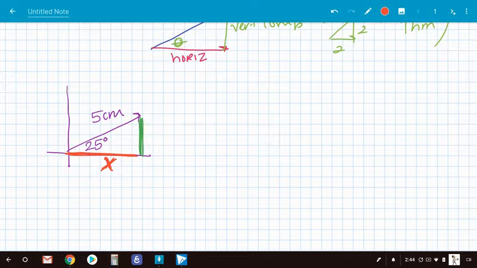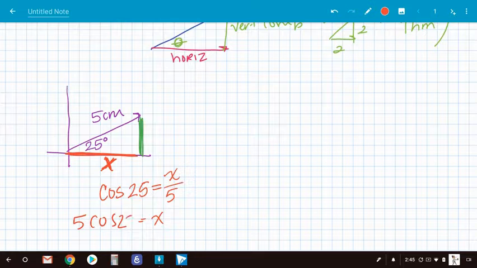If I had my angle 25 and I was trying to find the adjacent side, I could use SOHCAHTOA, so cosine, right, because I have adjacent, of 25 equals adjacent over hypotenuse. And you guys could do this, right? You could type in 5 times cosine 25 and get this distance here.